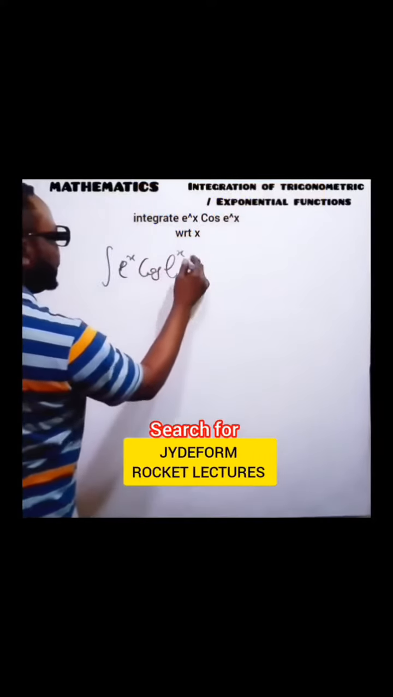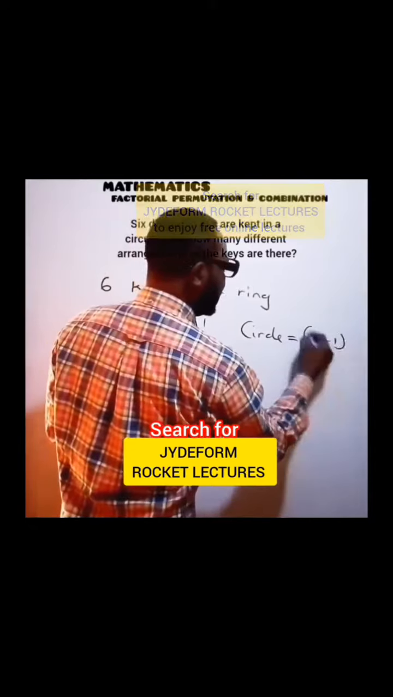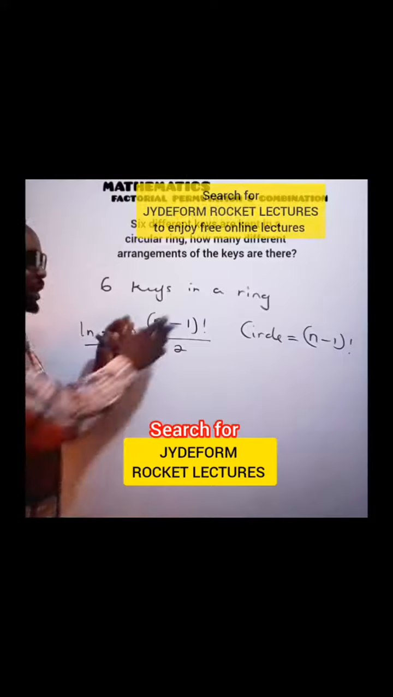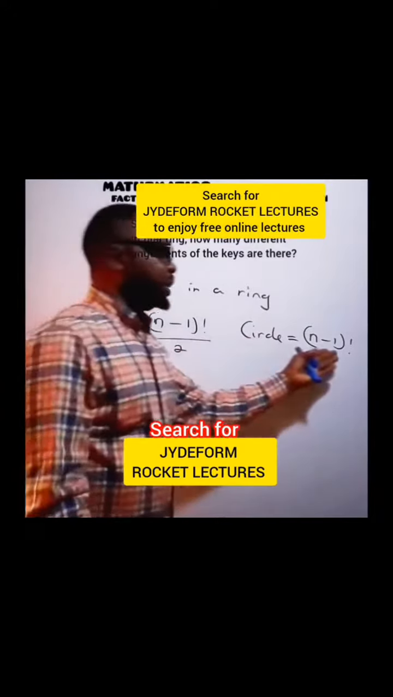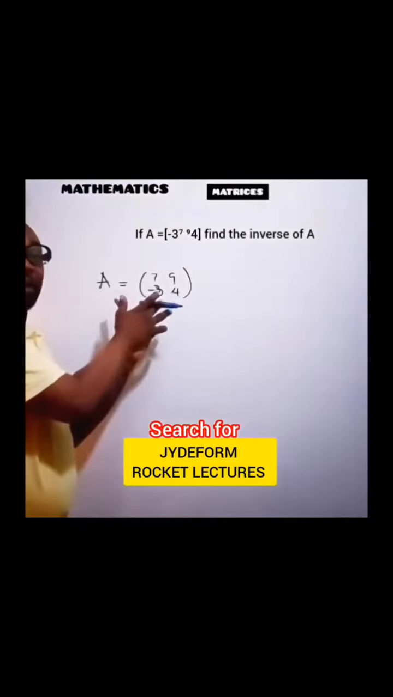Exponential x cos exponential x. The kind of arrangement they will have is n minus 1 factorial. This is arrangement for object in a ring, and this is arrangement for object in a circle. But the question, the first thing you do here is to find the determinant of this matrix.